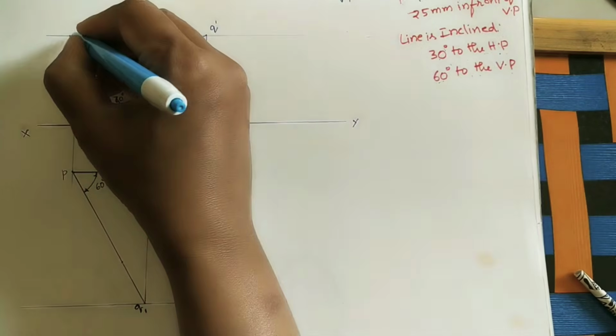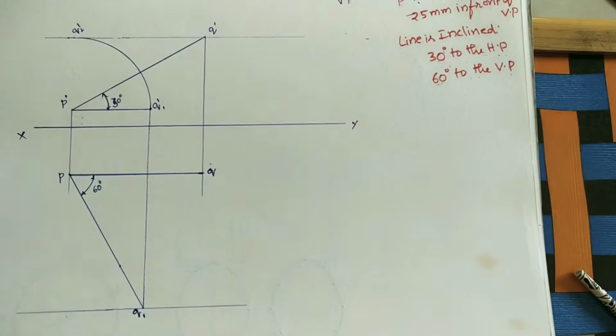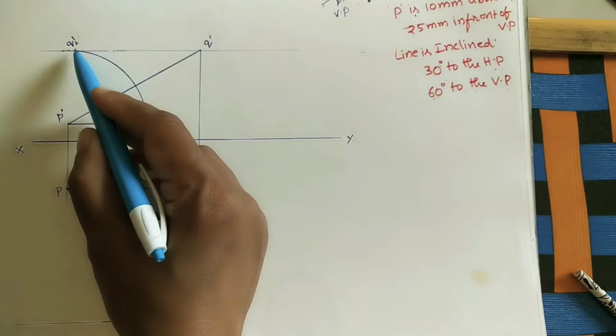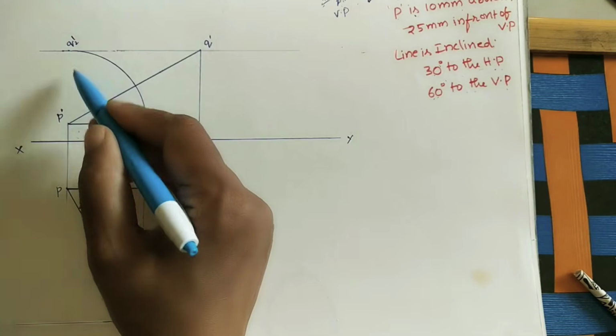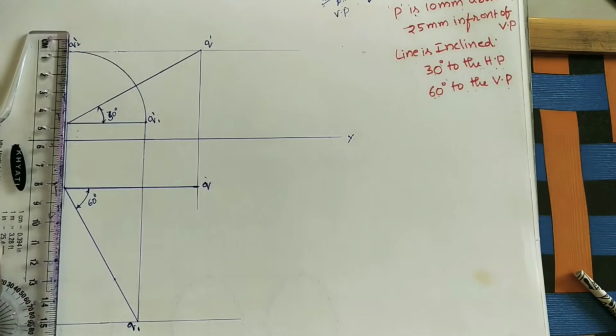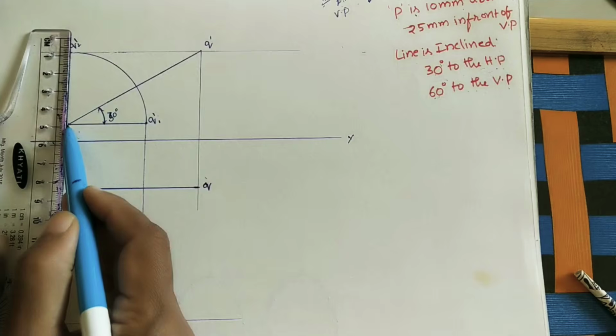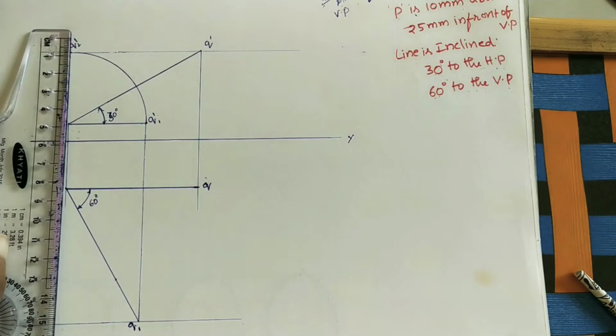Here I am taking the front view as Q2 dash. Join this point to this point. It is the final front view. So it is coming on the same straight line. If you take this point and this P, they are coming on the same line.